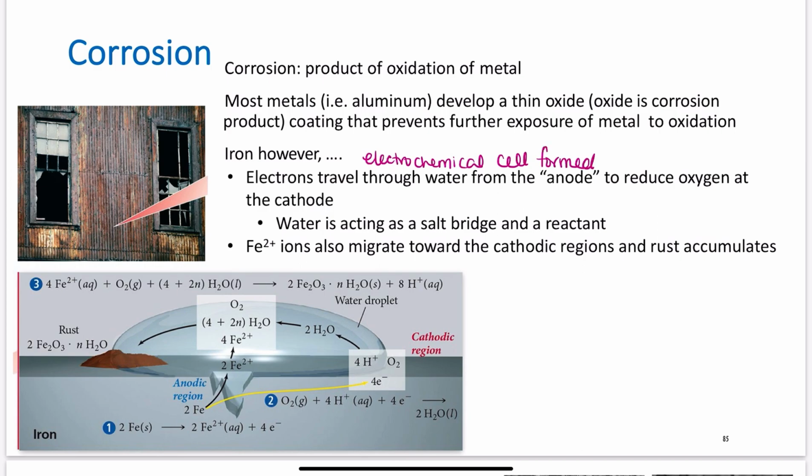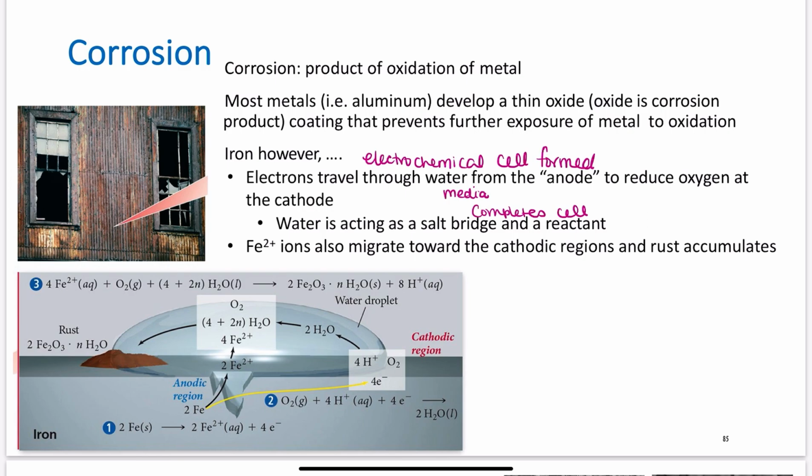So what's happening is electrons will travel through the water. The water acts as our media to help transport electrons. It also completes our cell, meaning it allows the anode and the cathode to touch. Electrons travel through the water from the anode to reduce oxygen at the cathode. The water is acting as your salt bridge, so it's completing the circuit, but it's also acting as a reactant. And so the iron 2 plus ions will also migrate towards the cathodic regions, and then rust accumulates. It's not exactly a great thing, right? And then we get this real brittle material, red rust.